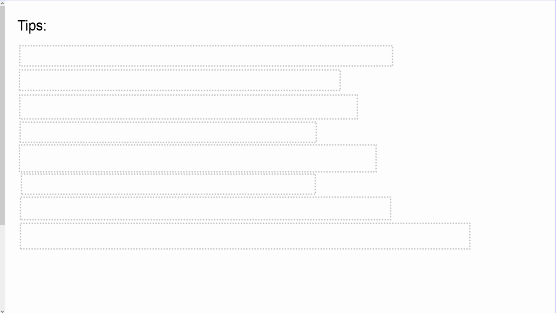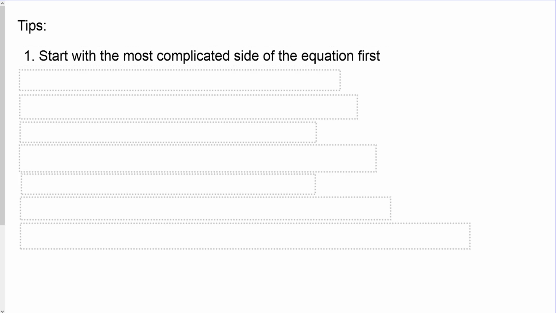Now, let me give you some tips and advice on how to work through problems like this. First off, always start with the most complicated side of the equation. When you have the complicated side with more terms, you're more likely to have things that will cancel out. If you start with the simpler side, you'll probably end up having to multiply in or add in terms that don't exist already, which is a whole lot more difficult than finding things that will cancel. So start with the most complicated side first.